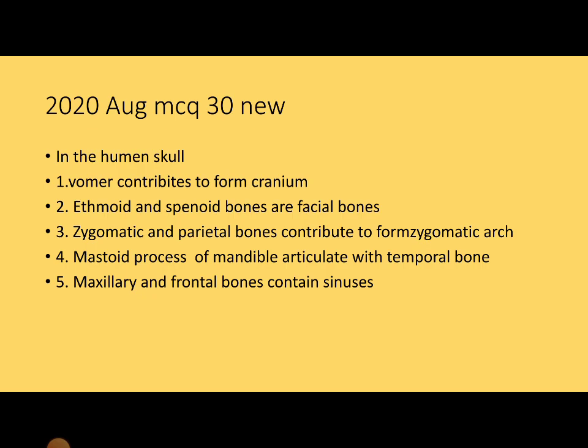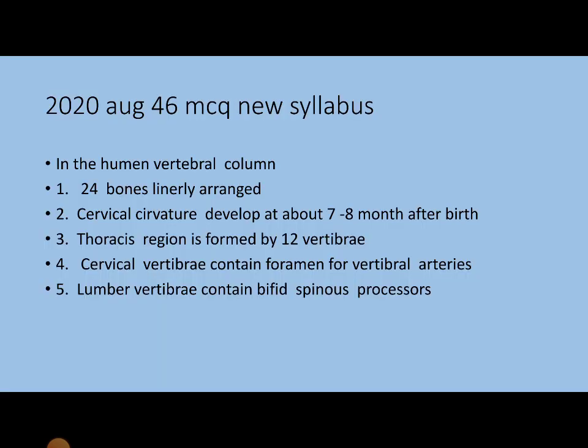Then, the mastoid process of the mandible articulates with the temporal bone. It is false, because it is not the mastoid process that articulates with the temporal bone. Then the last one, maxillary and frontal bones contain sinuses. That is the true answer. What are the other bones that contain sinuses? Sphenoid and ethmoid bones.